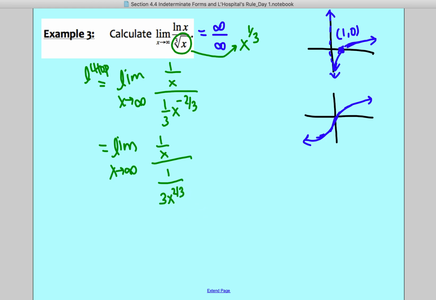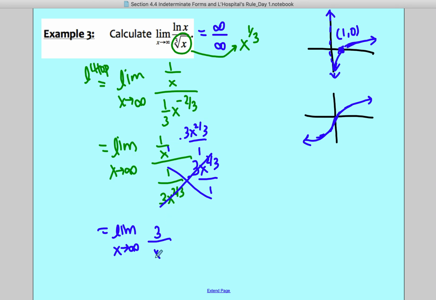And then I would go ahead, flip and multiply. So times 3x to 2/3, all over 1. Those all cancel out. I have my limit as x approaches infinity. I have 3 in the top. And then I would have x, if I combine this, x to 2/3 and this is x to the first. Bring the 2/3 down to the 1 and subtract, so it would be x to the 1/3.